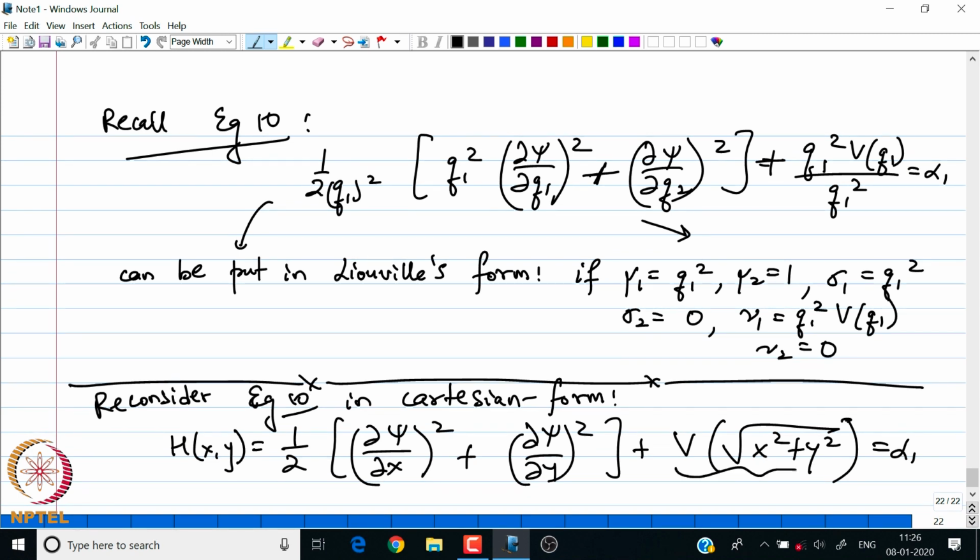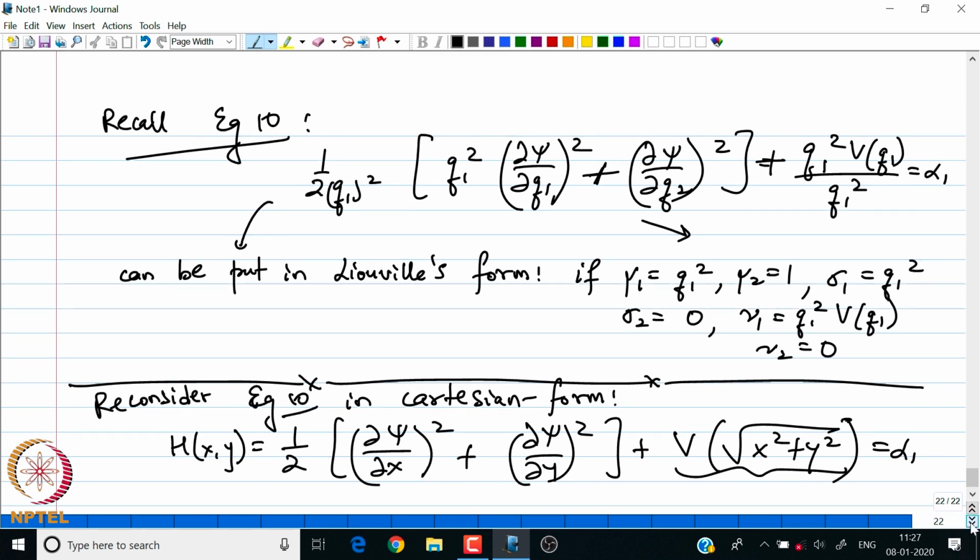So in this case we cannot separate the variables x and y in this function as such, unless this function itself is a constant. In other words, this function cannot be written in Liouville's form, or we cannot use separation of variables when the same Hamiltonian is written in Cartesian form. So the moral of the story here is that the transformation from one coordinate frame to another may affect the solution methodology.